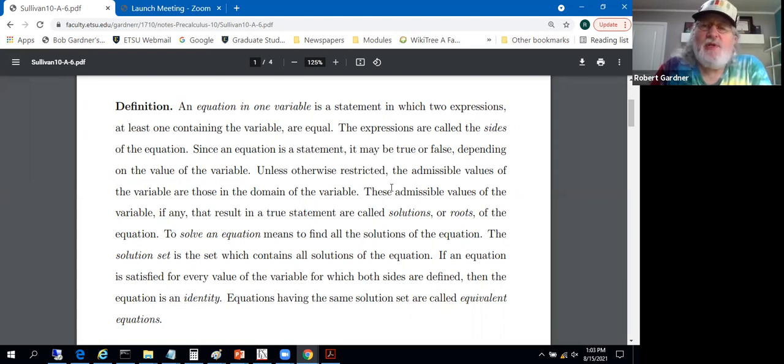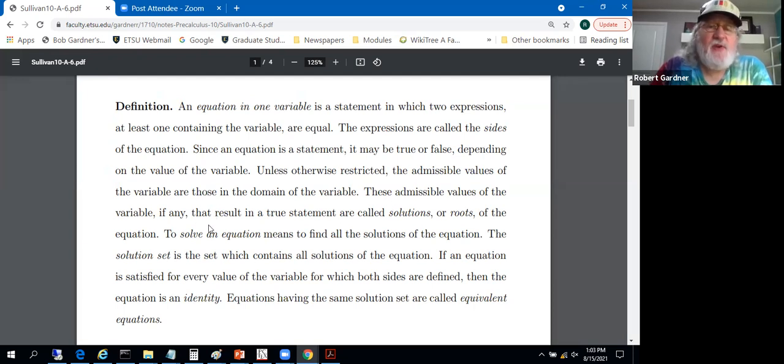Unless otherwise restricted, the admissible values of the variable are those in the domain of the variable, all real numbers being sort of like the universal set. Things we can't do at this stage are division by 0. So in an algebraic expression, that would be removed from the domain wherever we'd get division by 0. And square roots of negatives is the other forbidden operation at this stage.